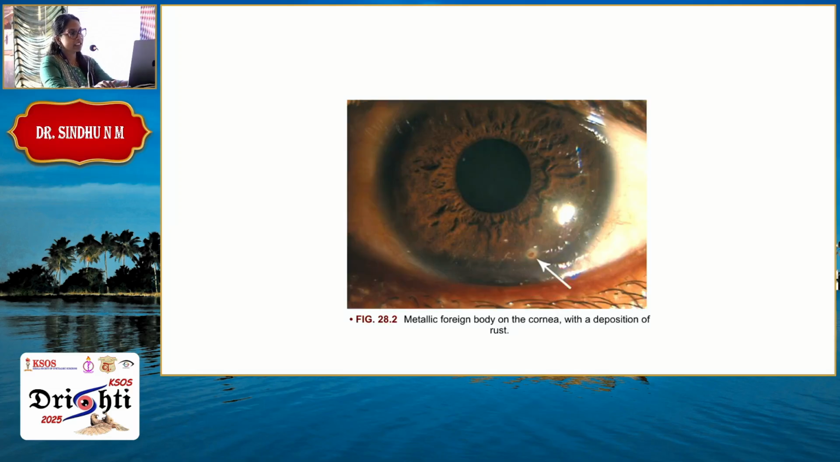Going into details, the superficial foreign body is the most common presentation in the casualty, with a metallic foreign body or any foreign body impacted on the cornea or the anterior ocular surface. This metallic foreign body has to be removed under slit lamp after local anesthesia with a 26 gauge needle, and antibiotics are to be given to prevent secondary infections.